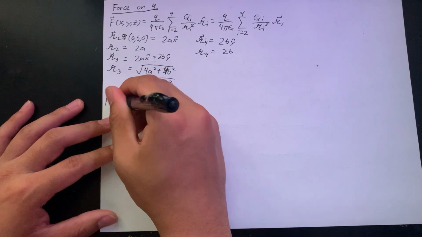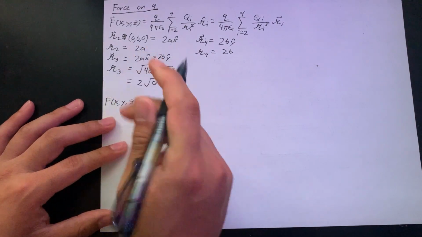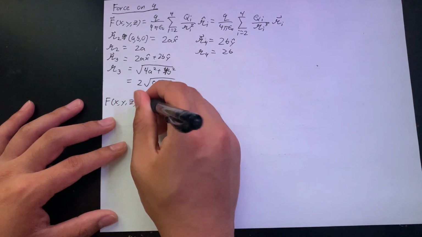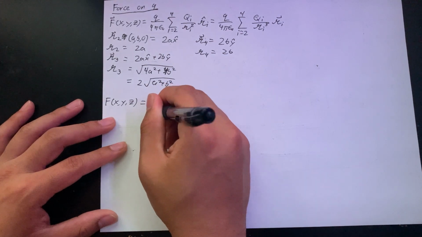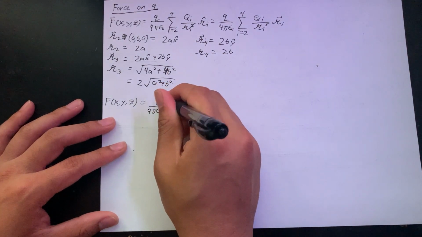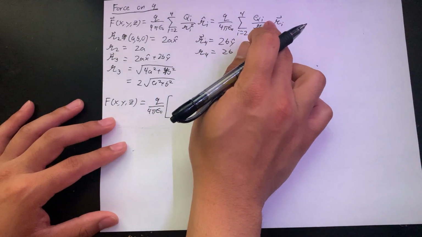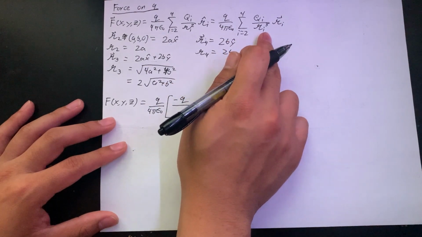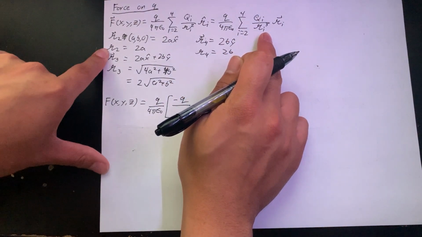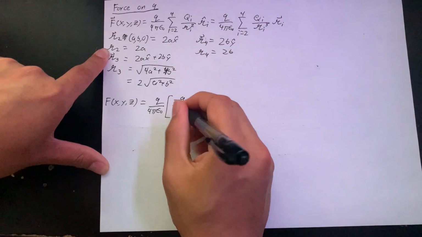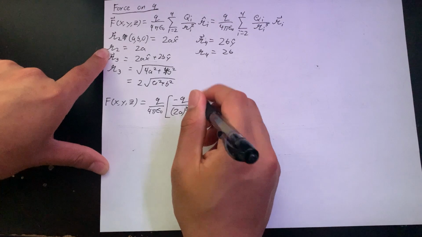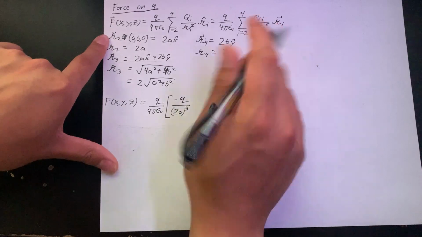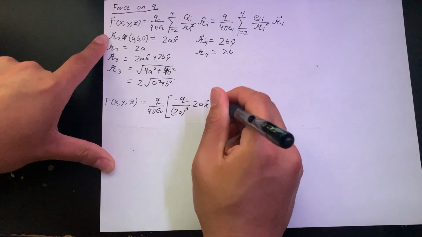So the force at x, y, in terms of x, y, z, is going to be equal to q over 4 pi epsilon naught times the first, or our second point charge, which is a negative q, over the second script r magnitude cubed, so 2a cubed times the vector, so 2a x hat.